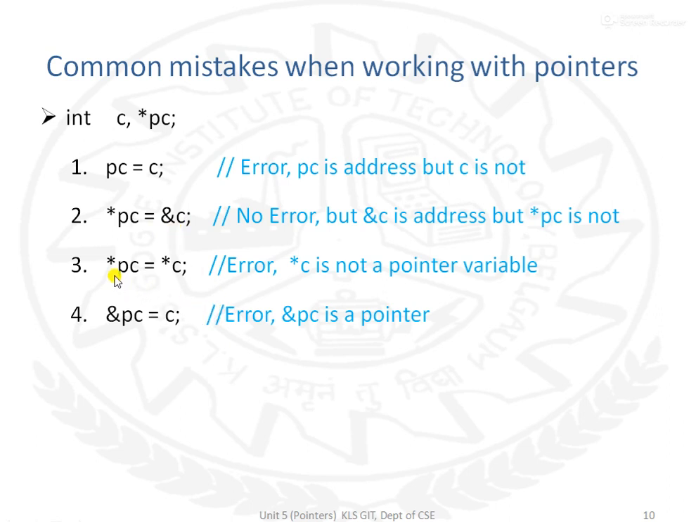Then again, I have *pc is equal to *c. c is not a pointer variable, so using * on it will give an error indicating that *c is not a pointer variable. And lastly, there is one more case, &pc. Here, for the address, I am assigning the value c. This is another wrong method which we are using.